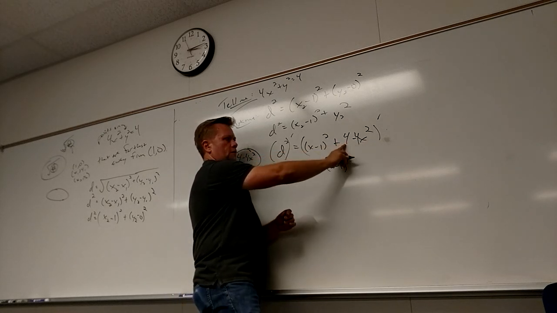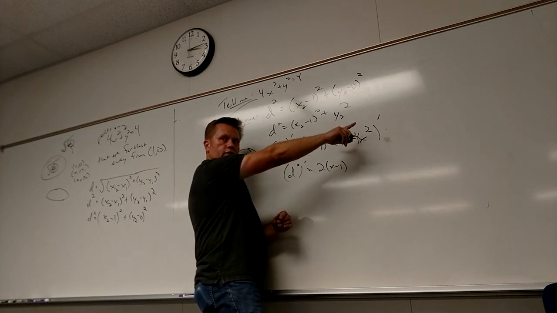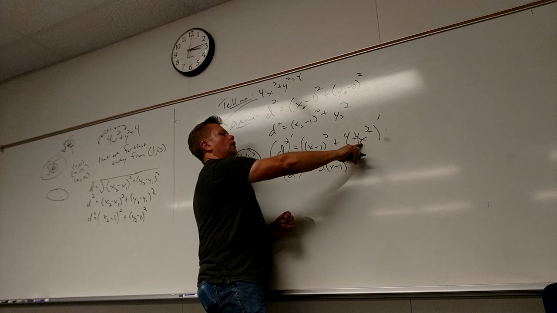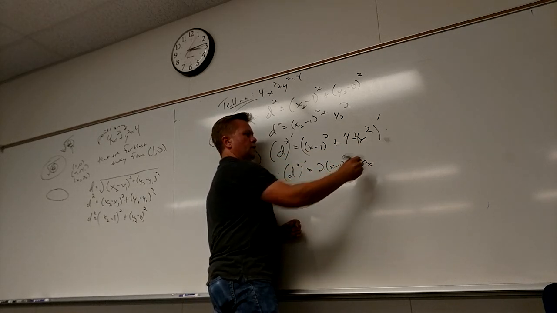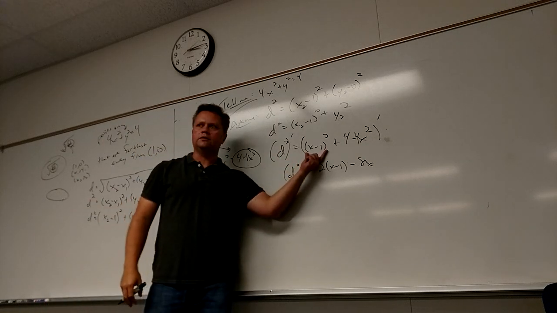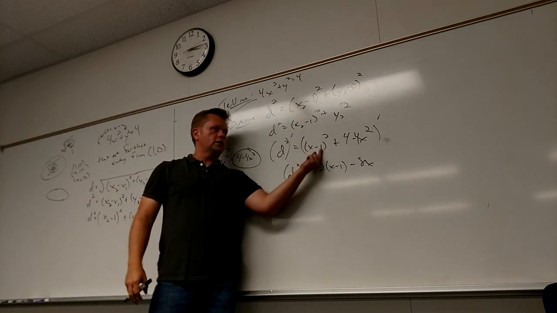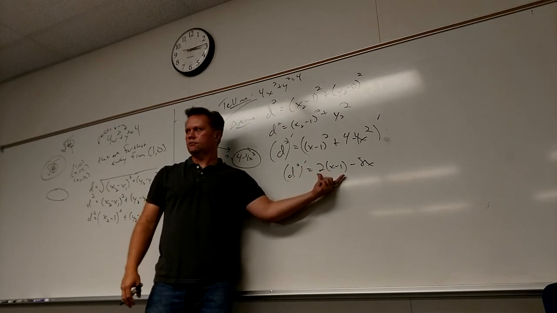What do you get here? That, of course, goes away. This is taking the derivative. Minus 8x. Okay. And, of course, you could FOIL this out. You get x squared minus 2x plus 1. Derivative of that is 2x minus 2, which is the same thing I just got.